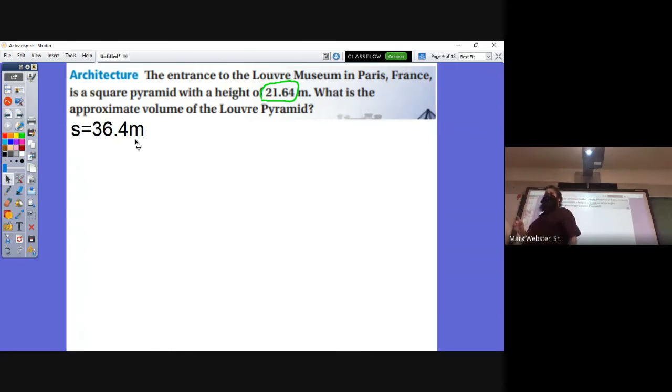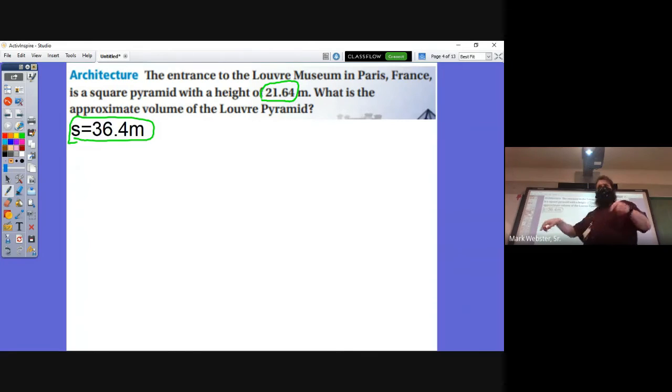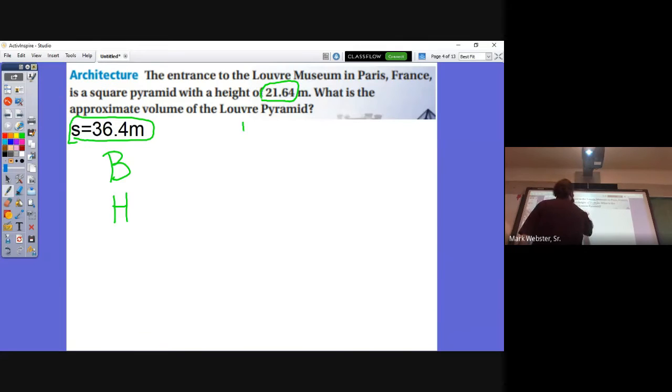All right, let's do this problem. The entrance to the Louvre Museum in Paris is a square pyramid with a height of 21.64 meters. And we want to know the approximate volume of the pyramid itself. The length of the side is also given information. I had to cut out the picture that was in the book because it had all the work there too, and I wanted to do it for you. But the length of the side on the base of the Louvre is 36.4 meters. So let's find the area of the base, let's find the height, and then we'll do 1/3 base times height to get the volume, right?